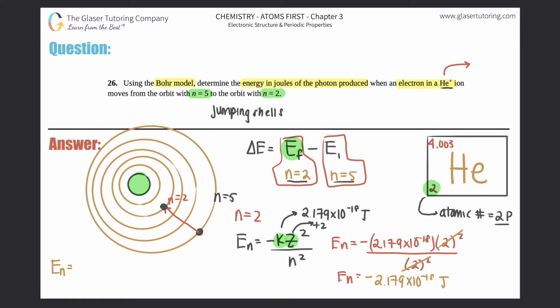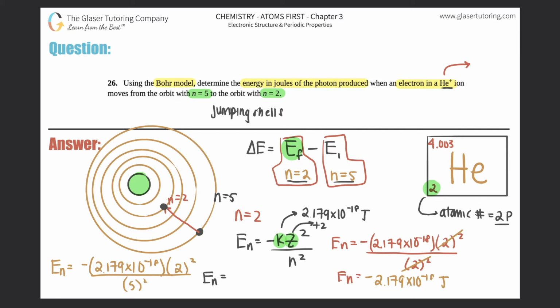Energy of the fifth shell equals negative 2.179 times 10 to the negative 18th times, we're still talking about helium, so it's still 2 squared, over n squared, now would be 5 squared. So this would be equal to 25, and the 2 squared would equal 4. So if I just plug all that in, we would get our answer to the fifth shell.